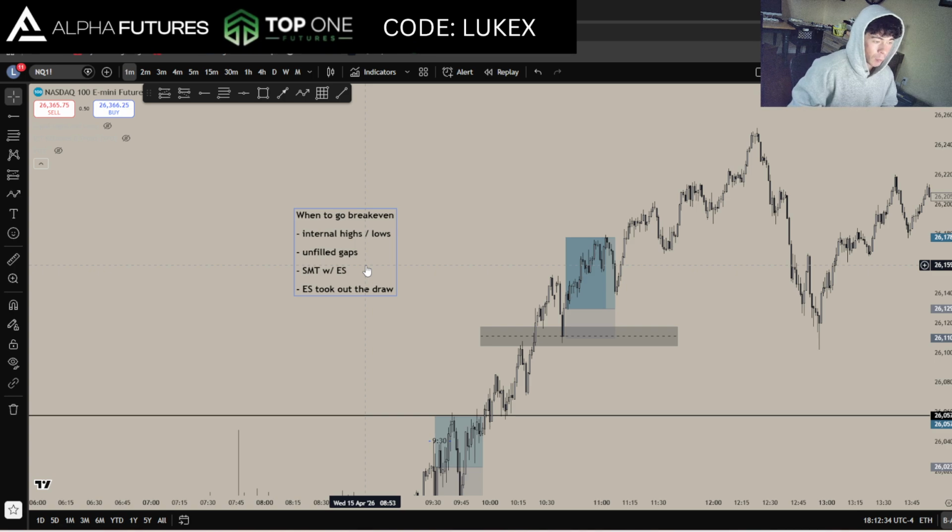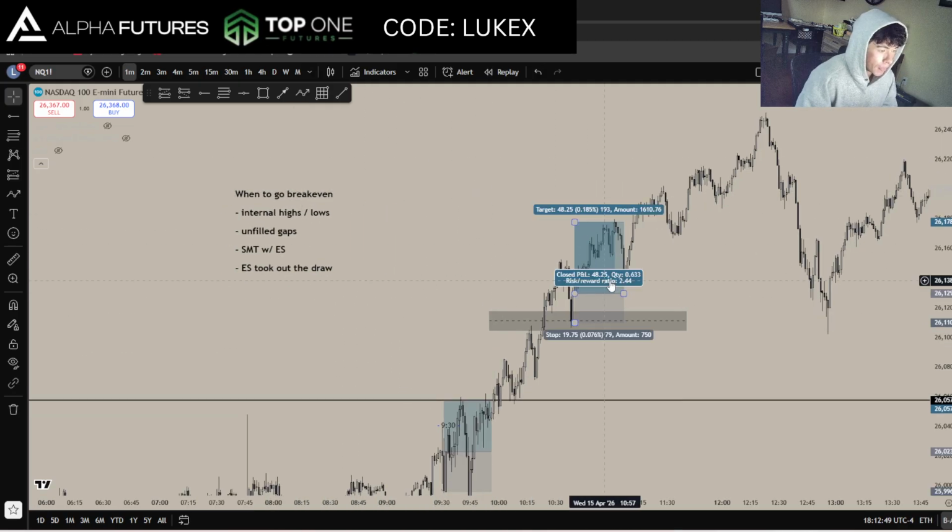And then again, ES took out the draw. It's pretty much the same thing. Like if you're aiming for a 15-minute low and ES took out the low, then you should probably go break even, because there's a good chance price can reverse against you. So SMT with ES and ES took out the draw, it's like the same thing. But anyway, you get the point.